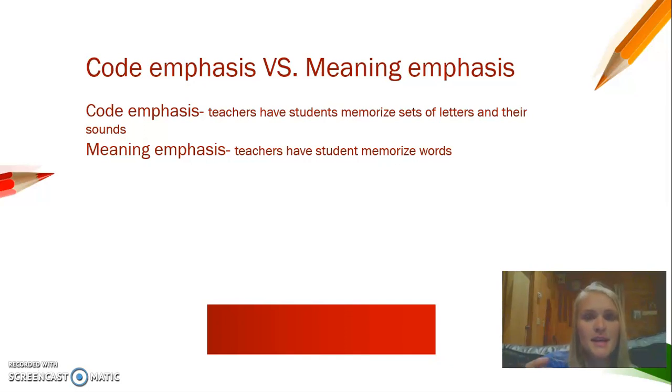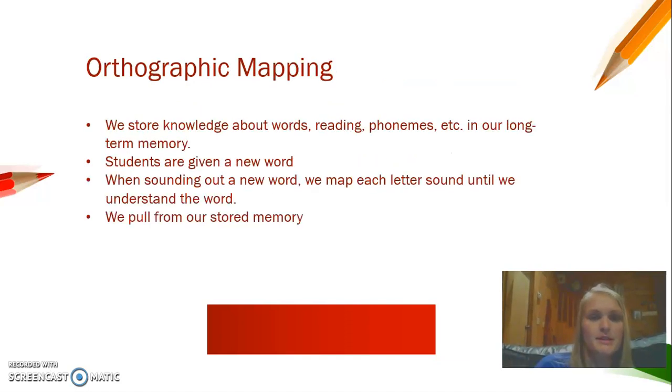There is a debate between code emphasis versus meaning emphasis. Code emphasis is giving students sets of letters to memorize and the sounds that they make. So like CH says ch, and that helps students know that as soon as they see that, they automatically know that's the sound ch. Meaning emphasis is like whole word recognition. So you are giving students sight words and wanting them to recognize those words, so when they see it in a book, they automatically know what it is.